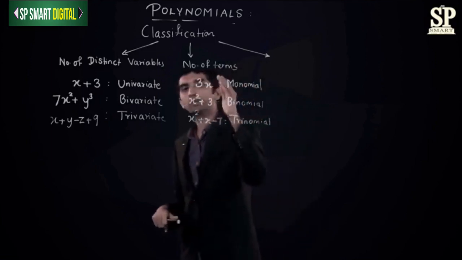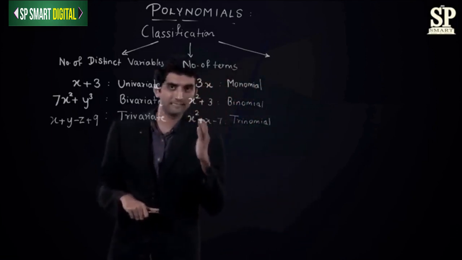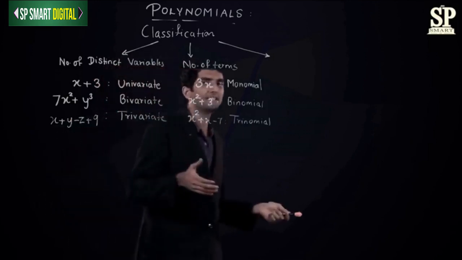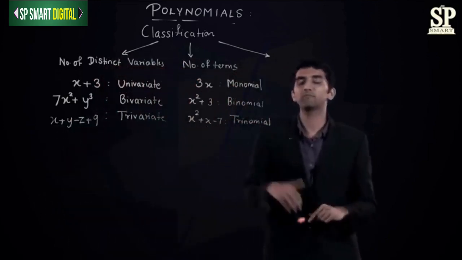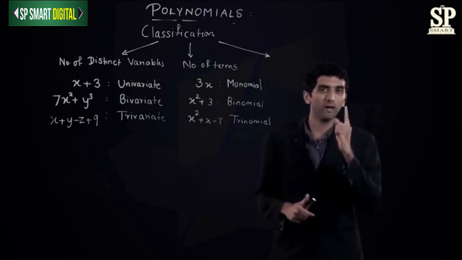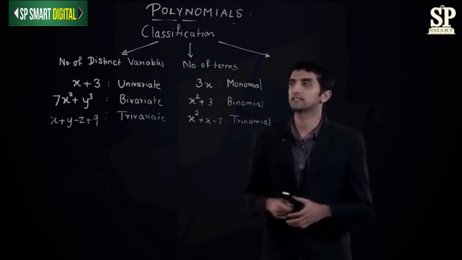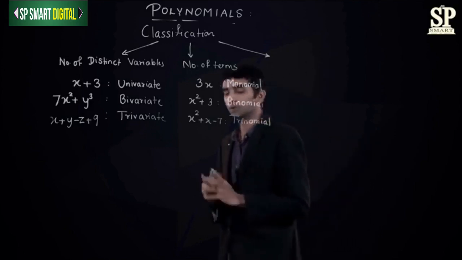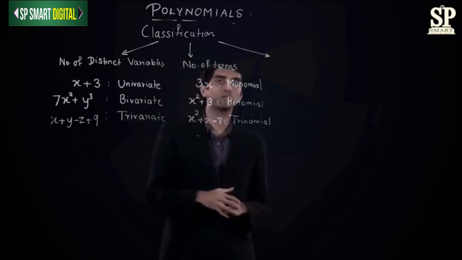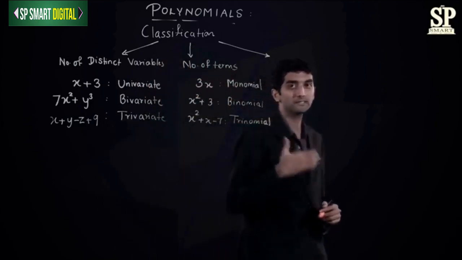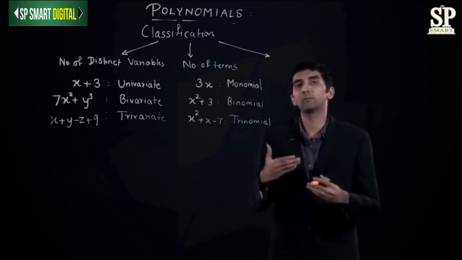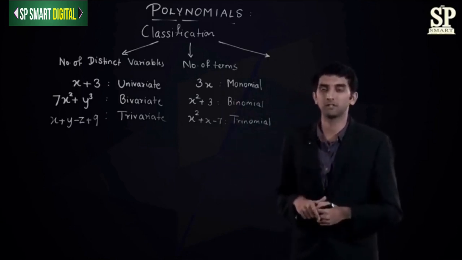Now, if you want to classify these three examples on the basis of number of distinct variables, you can very easily say that all the three are univariates. Why? Because all the three here have only one variable, which is x. So till now we understood two different classifications. First of them is based on the number of distinct variables, and second of them is based on the different number of terms a polynomial expression has.